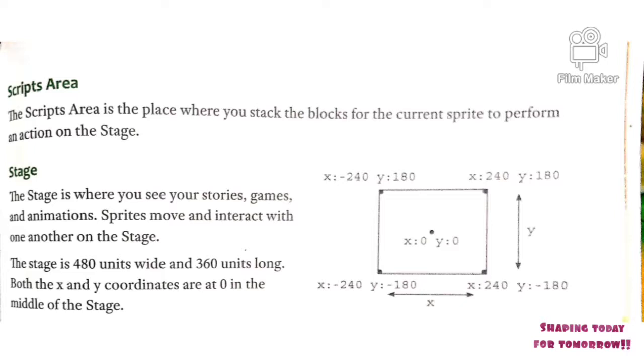Now the next topic is stage. The stage is where you see your stories, games and animations. Sprites move and interact with one another on the stage. Stage is 480 units wide and 360 units long. Both x and y coordinates are at 0 in the middle of the stage. So students, on page number 81, see the first figure. In this you can see that the width of the stage is 480 units and the length of the stage is 360 units, and both the x and y coordinates are in the middle at 0 of the stage.